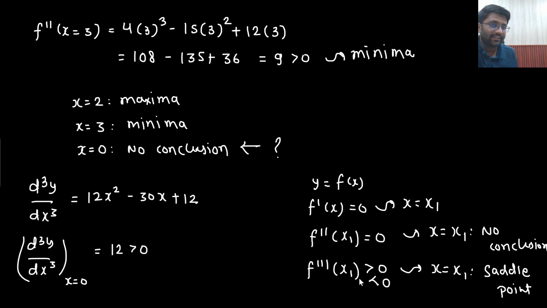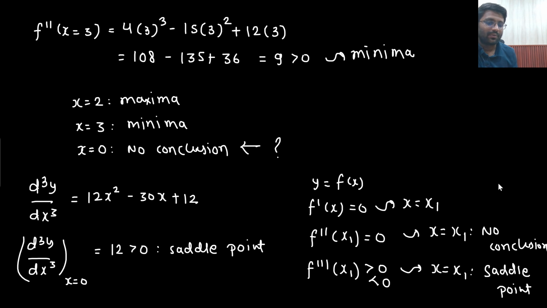So in the triple differentiation, if you have got it to be greater than 0 or less than 0, then it would come out to be a saddle point. It is a saddle point only. Now someone would ask, sir, what if even the triple differentiation comes out to be 0? Then you will differentiate 4 times. And in 4 times, if I get it to be greater than 0 or less than 0, then you will give the answer as per this.